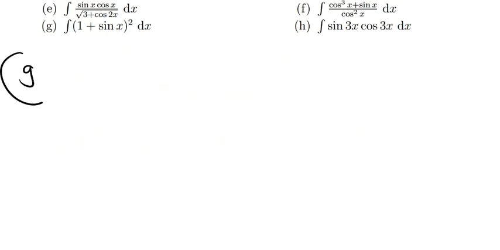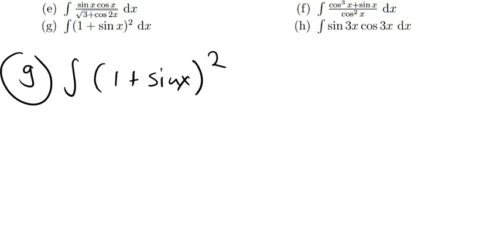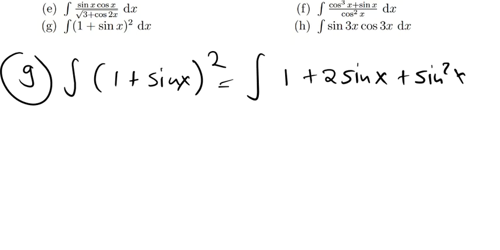For g, the integral of 1 plus sine of x, and then we have squared there. Let's expand it. We remain with 1 times 1, that's going to be 1, 1 times sine x, that's going to be, so that's going to be plus 2 sine of x when it comes twice, plus sine squared of x. That's what we get after we do the expansions there.